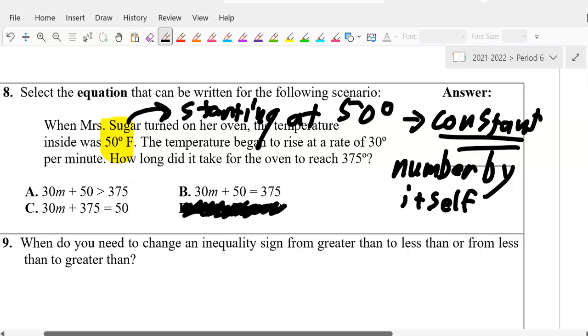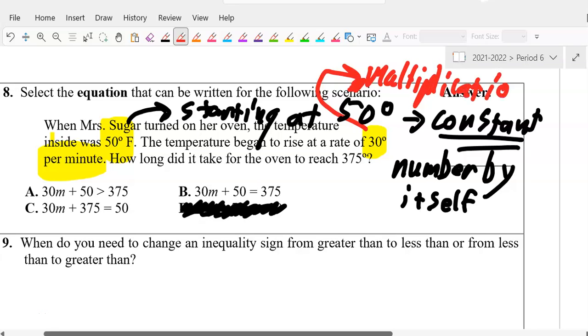The temperature began to rise at 30 degrees per minute. Okay, so now the key is 30 for every minute. What does that mean? That means multiplication, so 30 needs a variable. Every time we have a minute, it jumps 30 degrees. So that means multiplication. So we're going to have, write this down, everybody, multiplication times a variable, right?